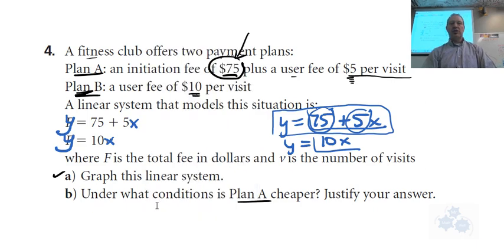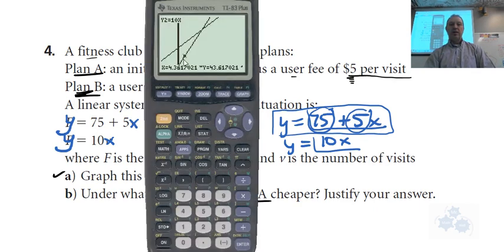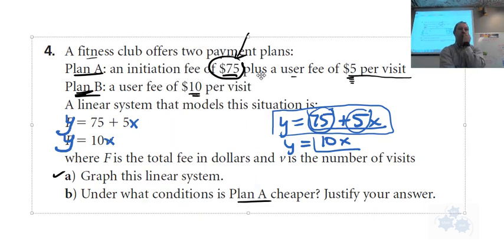So this question actually says, under what conditions is Plan A cheaper? So Plan A is this $75 upfront fee. So under what conditions is it cheaper? If you visit the fitness club more than 15 times, then Plan A is a better deal. Does that make sense? Any questions about that? Do you understand that?